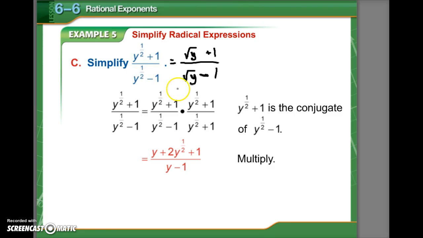And so remember, whenever you want to get rid of a root in the denominator, we multiply by the conjugate. So they're doing the conjugate of the bottom. The conjugate of root y minus 1 is root y plus 1. So we're going to multiply by root y plus 1 on the bottom. And whatever we do to the bottom, we have to do to the top. So we're also going to multiply by root y plus 1 on the top of this fraction.